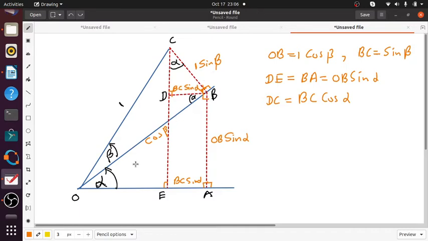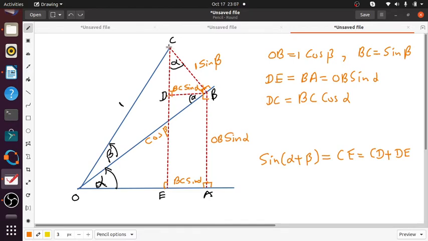In order to define sine alpha plus beta, you need to know only CE. What is CE? If you know CE, then you know what sine alpha plus beta means. So now our aim is to find what CE is. CE is equal to what? CE is equal to CD plus DE. It's just adding up two lengths.